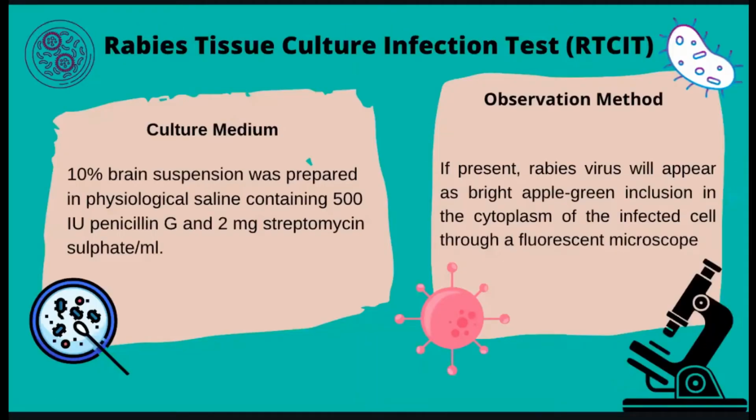The medium used is 10% brain suspension in physiological saline containing 500 IU of penicillin and 2 milligrams of streptomycin sulfate per milliliter. If present, rabies virus will appear as bright apple-green inclusions in the cytoplasm of the infected cells through the fluorescence microscope.